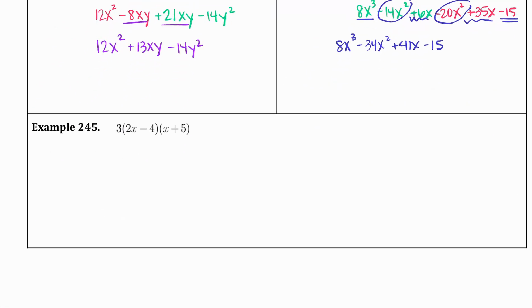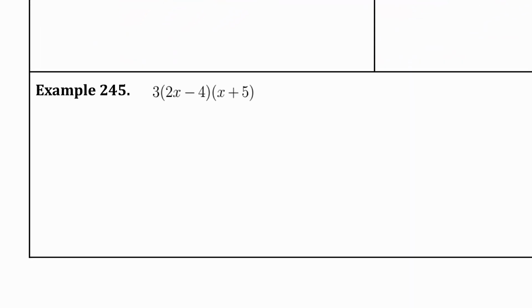Okay, and one more example of this. Here we have a binomial times a binomial, and then we just have that 3 out in front. So there's a couple different ways you could do this. You could take care of that 3 first, or we could do the binomial times the binomial first, then distribute the 3 at the end. That's the way that I'm going to go about this.